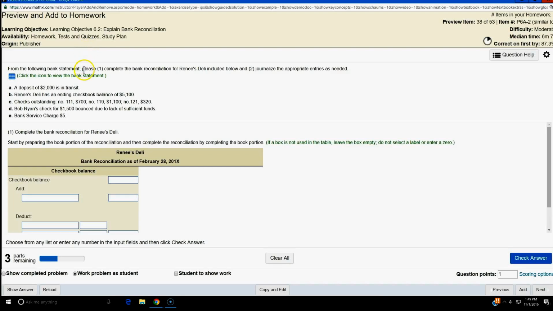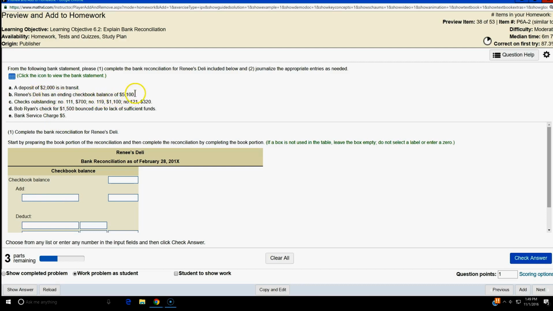Hi people, this is for your problem 6A2, which is very similar. If I make mistakes going along, just bear with me. In order to get the balances per the book and per the bank statement, you have to do just a tiny bit of digging.